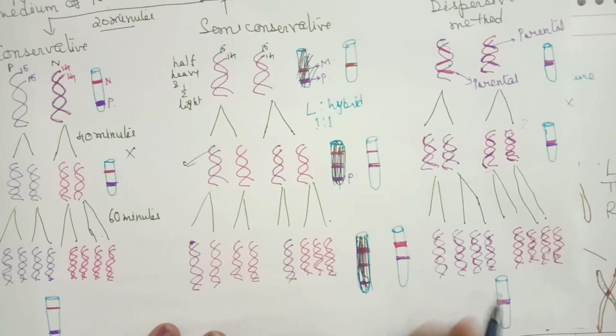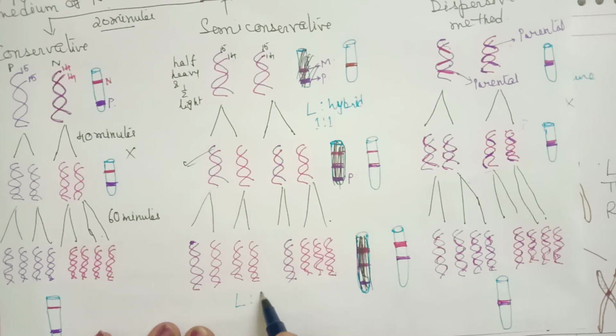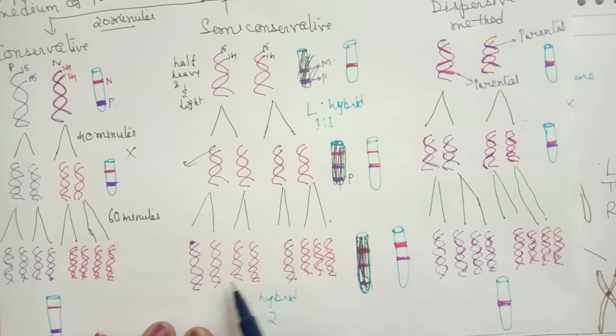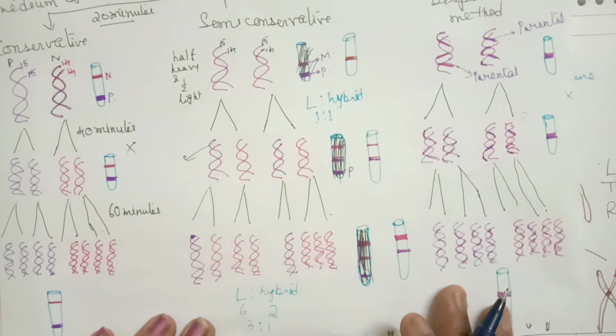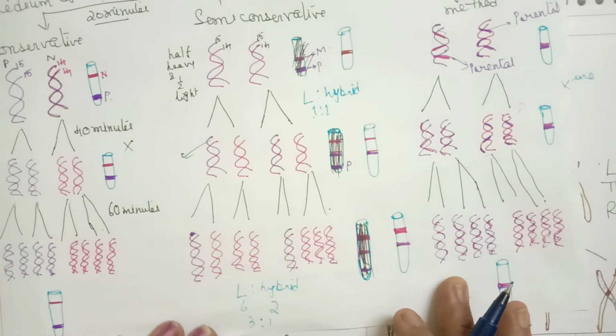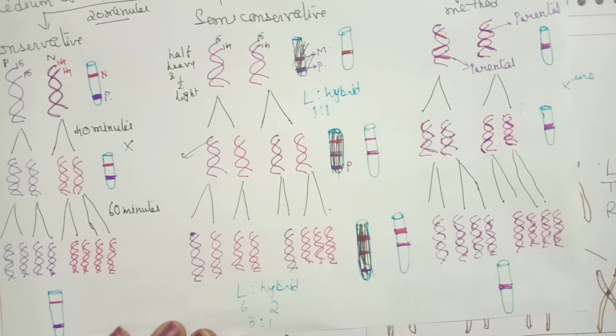In the third generation we find again hybrid is there. So the ratio of light to hybrid DNA molecules: we find there are 2 hybrid DNA molecules and 6 are light. So 3:1. We find a 3:1 ratio of light and hybrid.